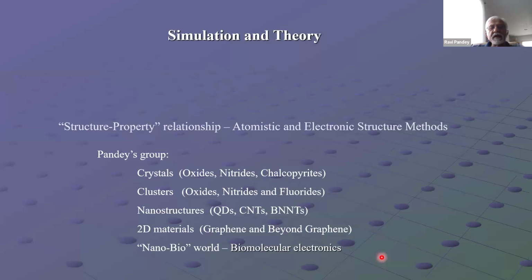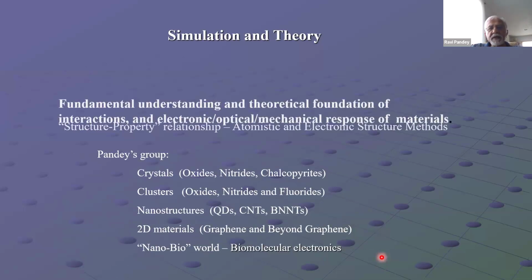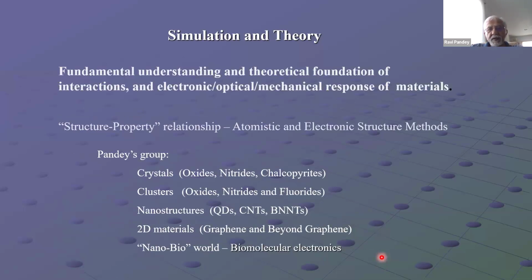So what we are actually doing in this workshop, we are trying to understand the so-called structure property relationship using either atomistic or electronic structure methods. And our fundamental aim is to understand and provide a foundation about the atomic interactions in a given solid: 3D, 2D, 1D, or 0D. And once we understand the interactions, we can easily predict the electronic, optical, or mechanical response of these materials. So in my group, we have been doing a lot of work.